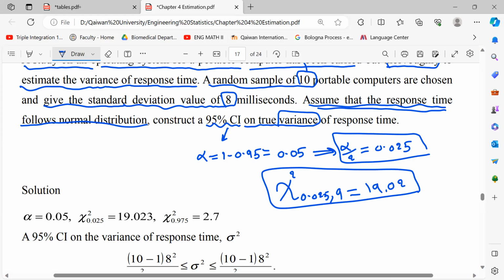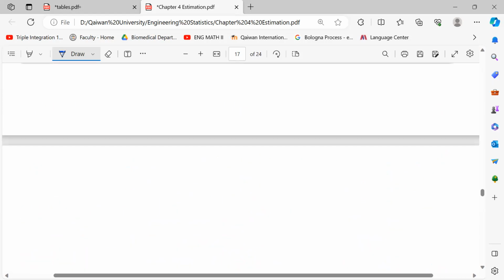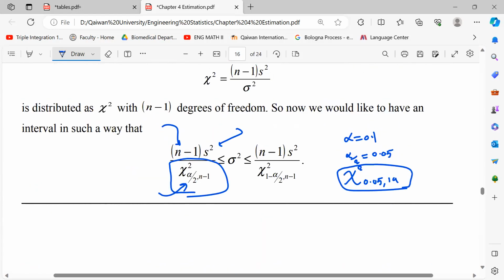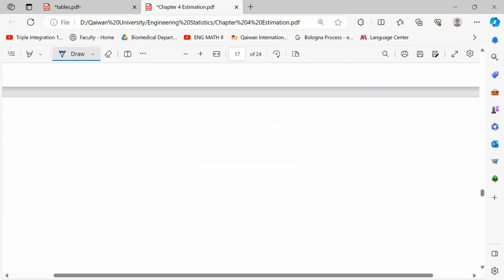That's chi-squared. It's for the left-hand side. Be careful with that. In the right-hand side, we don't have the same. In the right-hand side, we have chi-squared of 1 minus alpha over 2 and n minus 1. Okay? This is for the left-hand side.